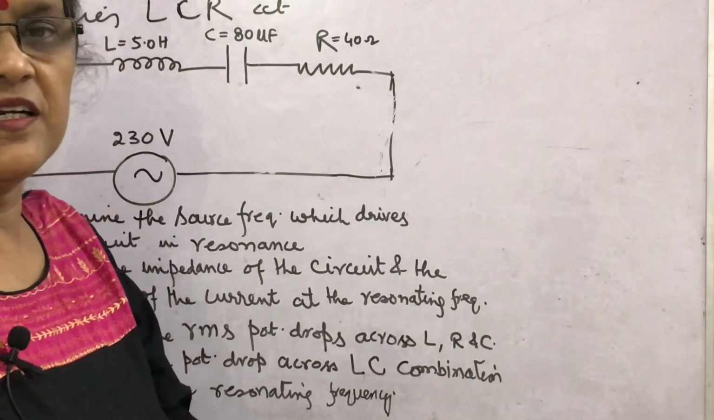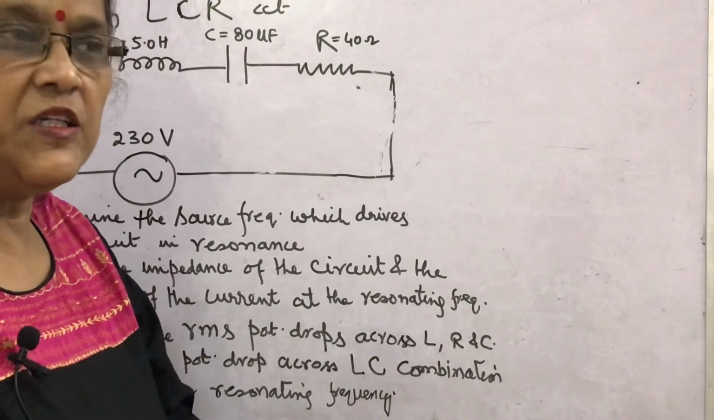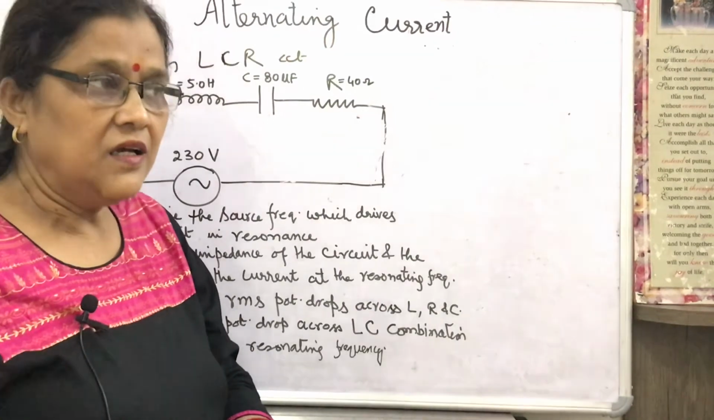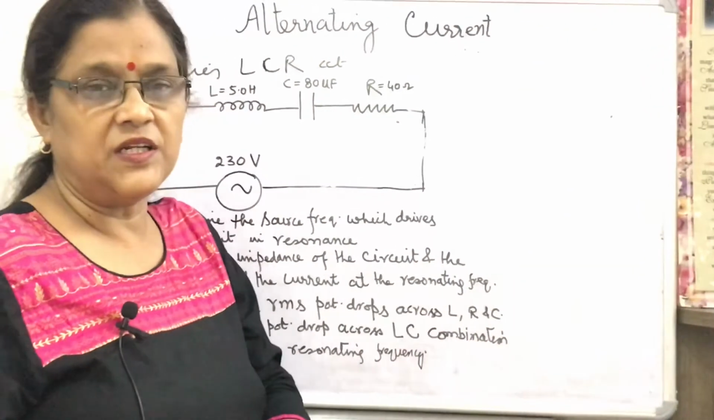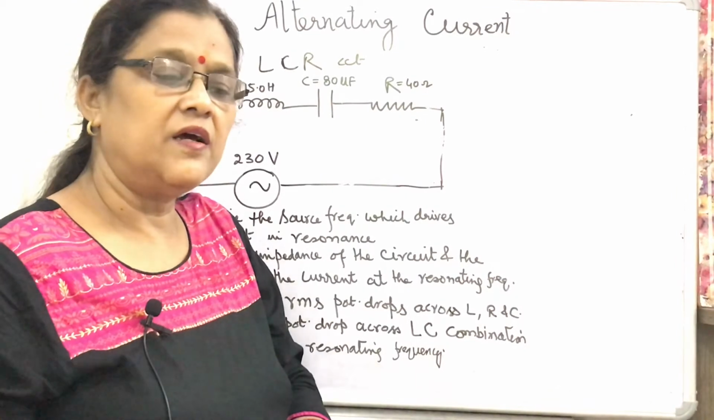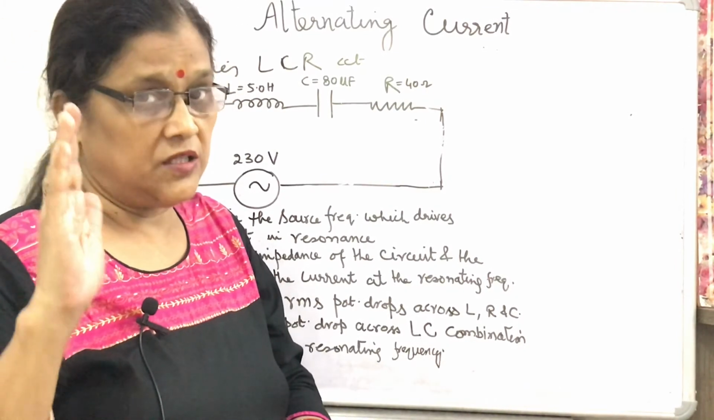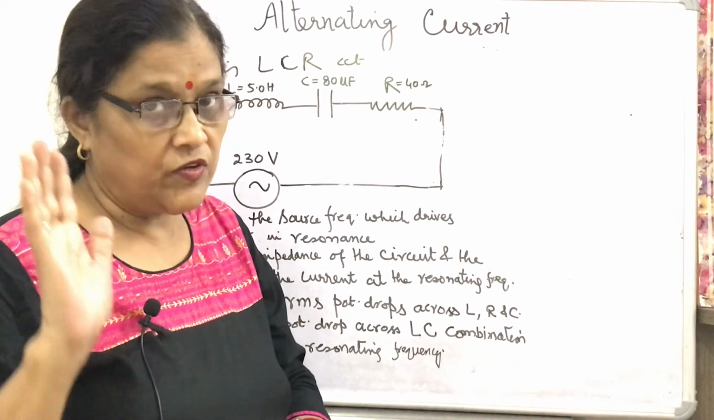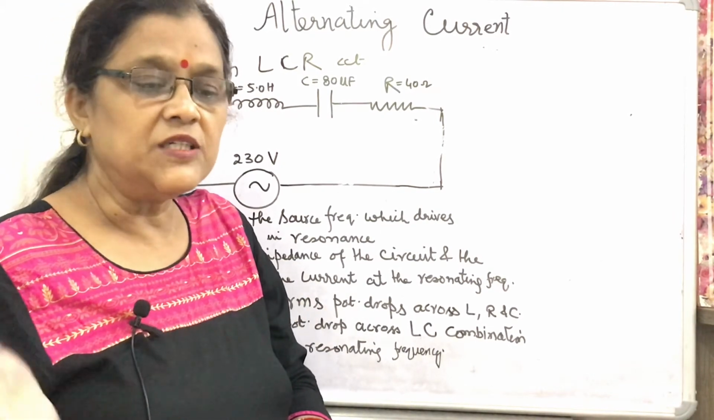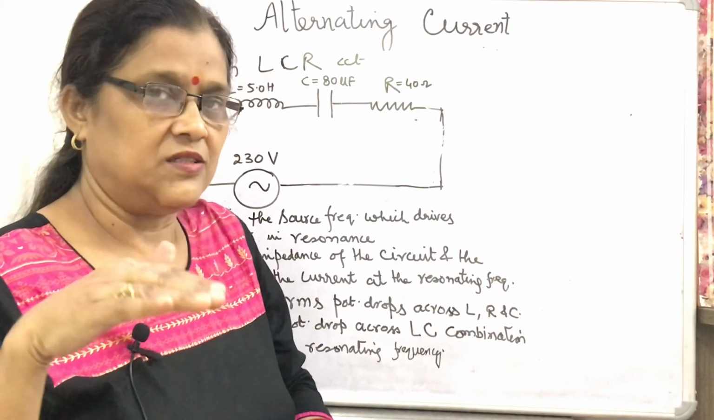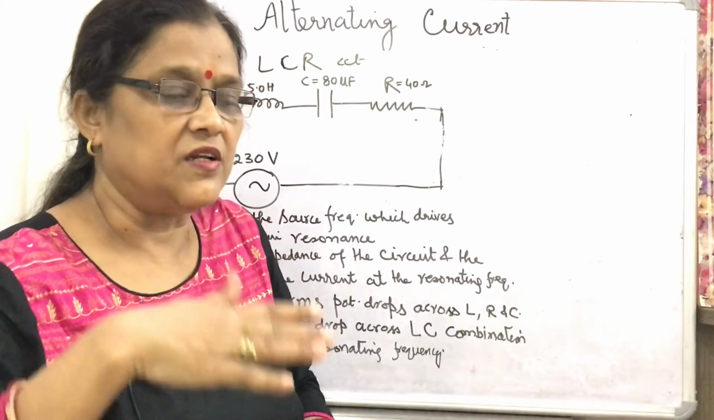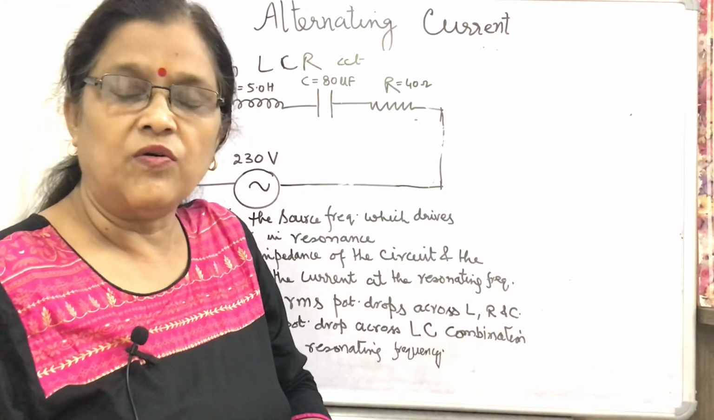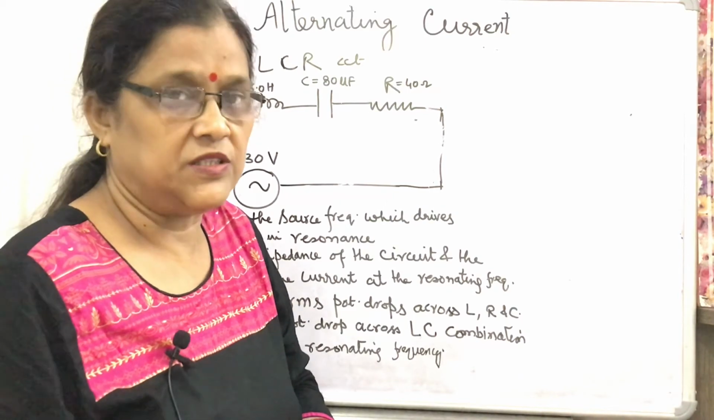So we have seen the characteristics of the series LCR circuit, and especially in resonance, one more characteristic: in a series LCR circuit at resonance, the voltages across the coil and capacitor are very high as compared to the applied voltage. We will see this in the numerical also. That is why a series LCR circuit in resonance is used to obtain large magnification of AC voltage. This is the characteristic.